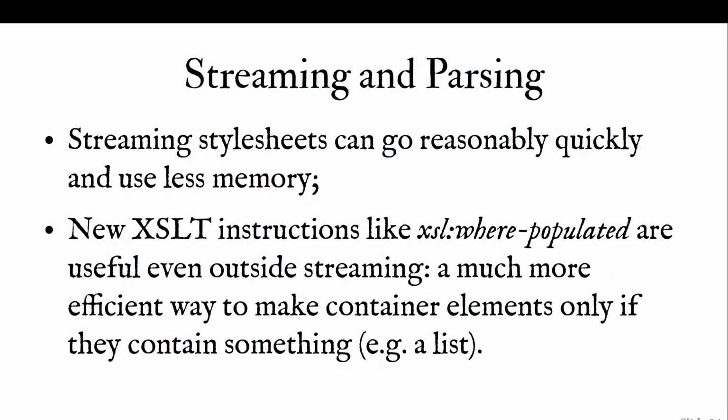Another way you can deal with large maps is using streaming. And if you do anything like that, look at streaming. If you run out of memory, look at streaming. But streaming also has some super useful stuff. Where populated will generate a wrapper element only if you've got children of the wrapper element. So consider generating a list, and you only want to generate the list element if there are children. And you might have done that by generating it into a variable and then doing a test. But this is much easier to read, it's more elegant, and in fact it uses much less memory. It's streamable as well.